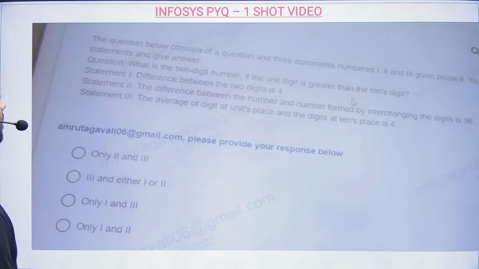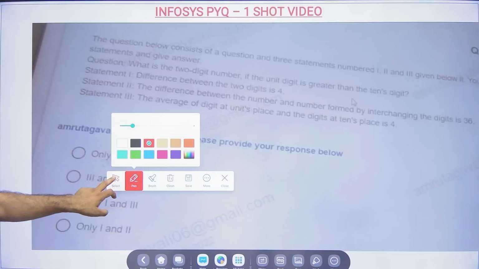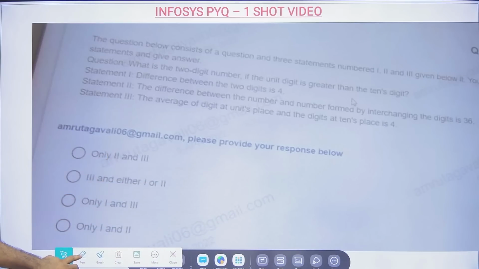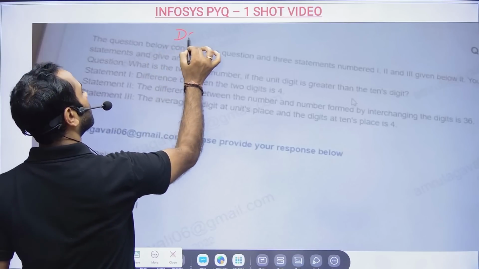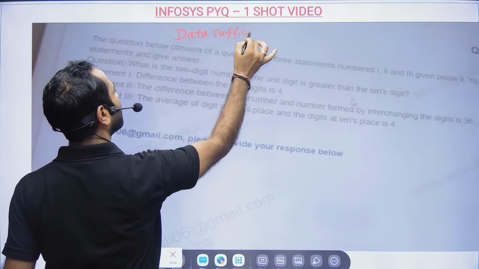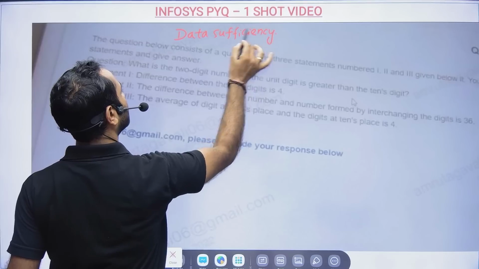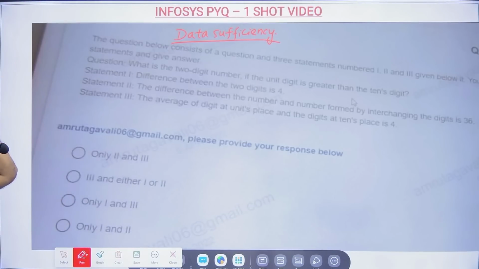Okay, so I hope you are able to see. This is a wonderful question, I will say. This is an aptitude problem, a data sufficiency problem basically. That's what I was telling you. Data sufficiency will be more asked in your exam. 2 to 3 questions, or in fact more than that, data sufficiency problems will come.